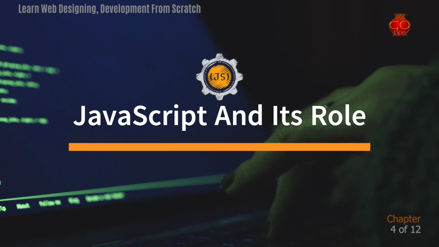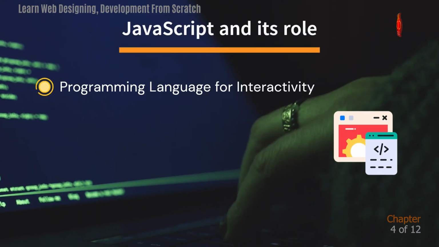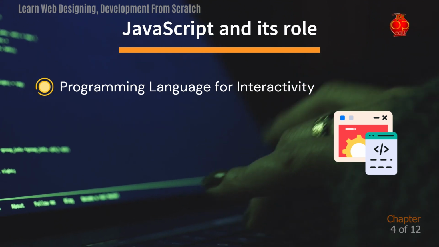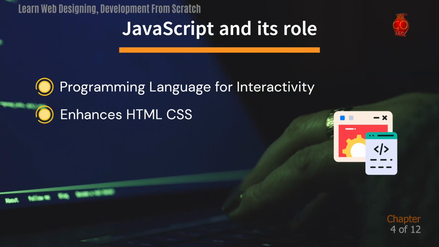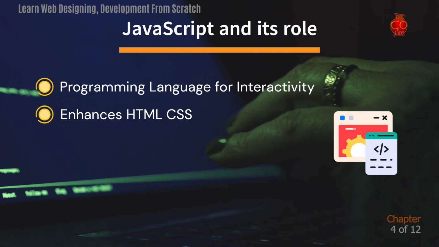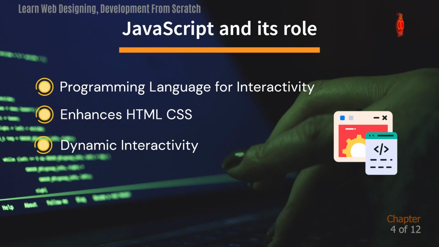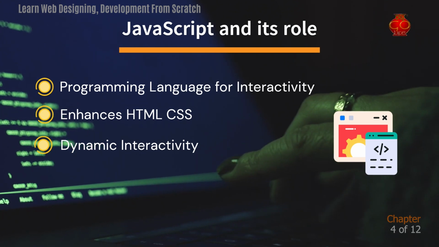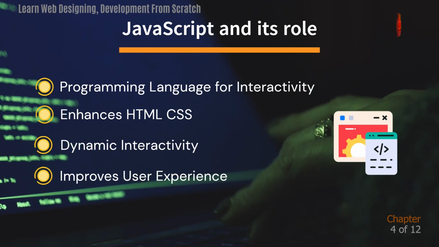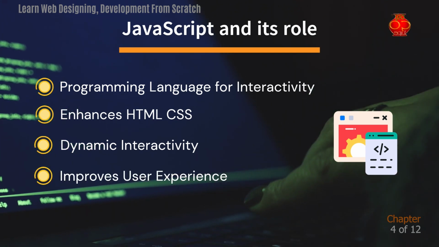experience and functionality. JavaScript is a programming language used to make web pages interactive. While HTML structures the content and CSS styles it, JavaScript adds behavior. It allows you to create things like clickable buttons, forms that check for errors, and dynamic content that changes without needing to reload the page.